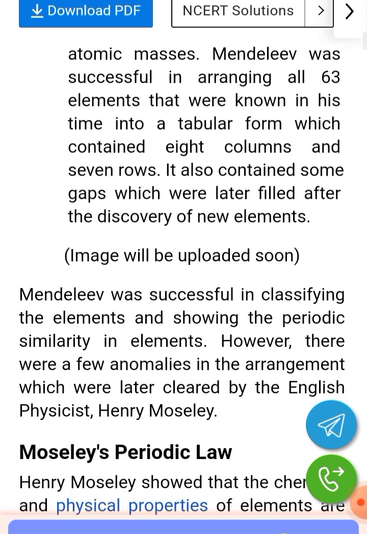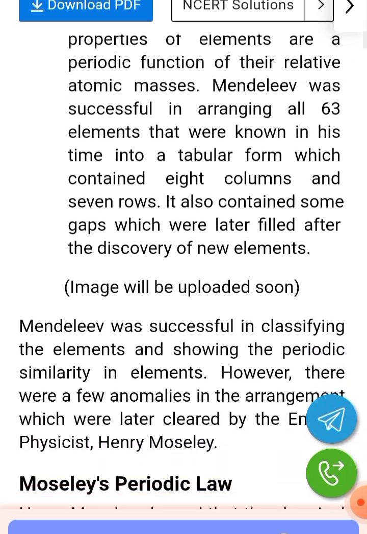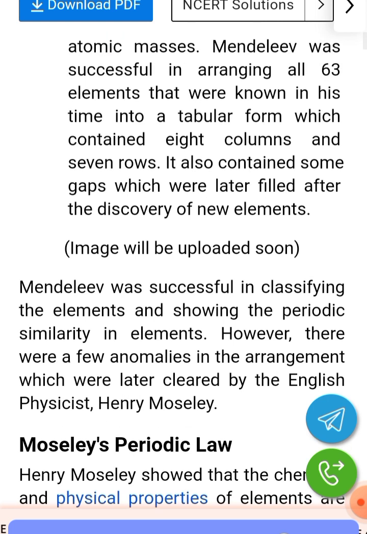It also contained some gaps which were later filled after the discovery of new elements. That was another great work done by Mendeleev. He predicted some elements that would be found in the future to be filled into his periodic table. It is almost impossible to do something like that. He was working, he found some elements, he arranged them. They discovered that some were missing. Based on this periodic trend he had seen, he foretold some elements that would be discovered in the future.